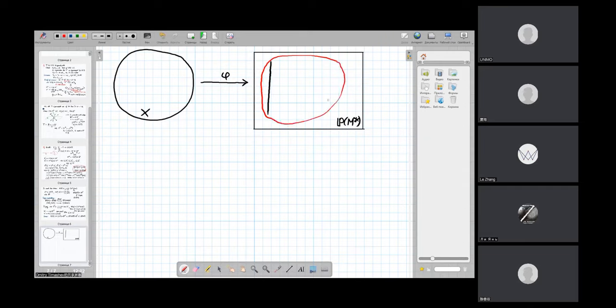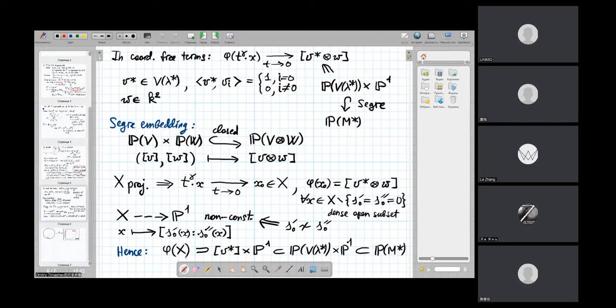Maybe this would be the image of phi. Phi of X. And we have this projective line sitting in this phi of X. Now, let me again come back to the previous page and look at this formula. So the group G acts everywhere here. And of course, phi of X is G stable.